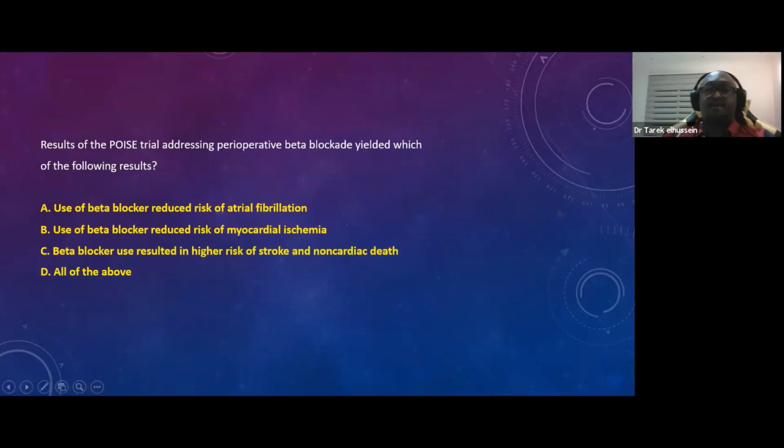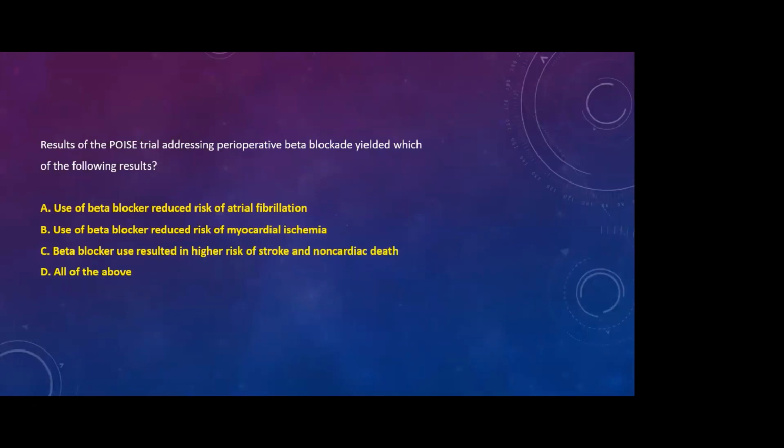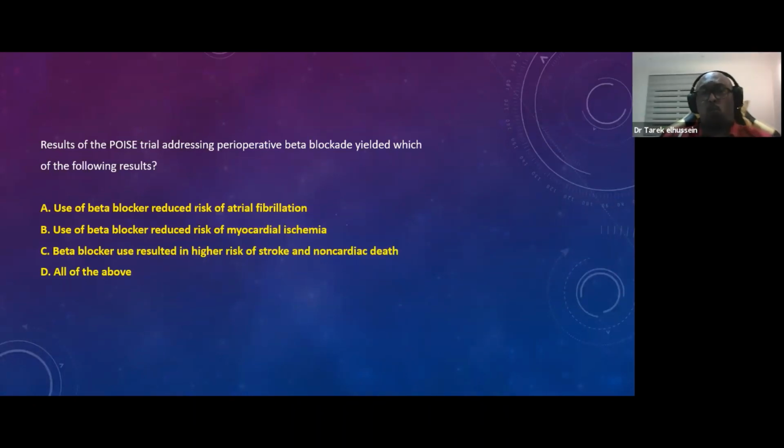Results of the POISE trial addressing perioperative beta blocker yielded which of the following results? Use of beta blocker reduced risk of AFib, use of beta blocker reduced risk of MI, beta blocker use resulted in high risk of stroke and non-cardiac death, all of the above. So let me see the responses. D, D, D. So the majority are giving D, and the answer is correct.